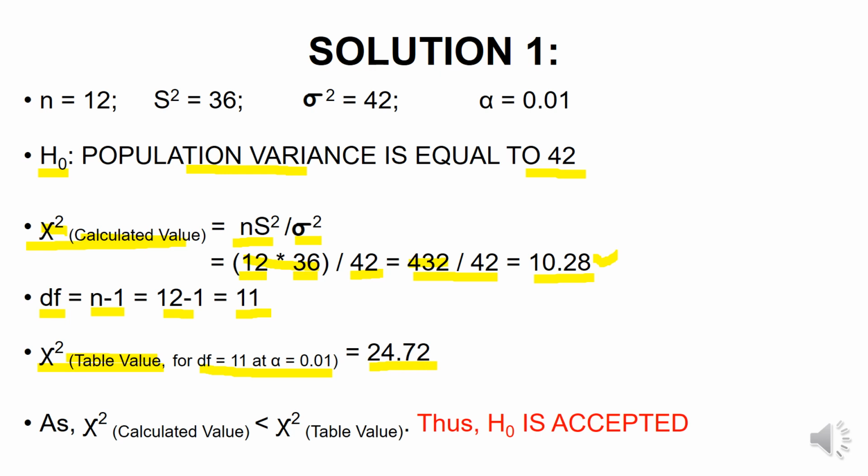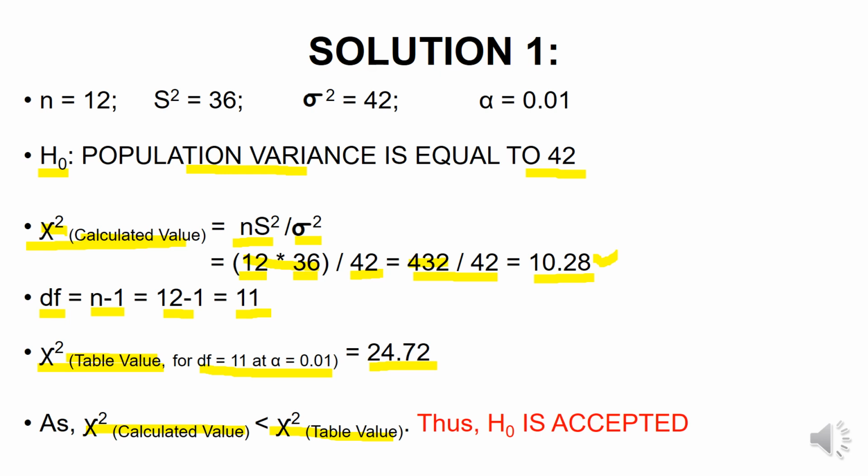24.72. Students, kindly note that the calculated value of chi-square is less than the table value, which means the supposition or the golden rule is validated in this case. That means when the chi-square calculated value is less than the chi-square table value, in all such cases the hypothesis will be accepted. So in our case, the chi-square calculated value, that is 10.28, is less than the chi-square table value, that is 24.72.